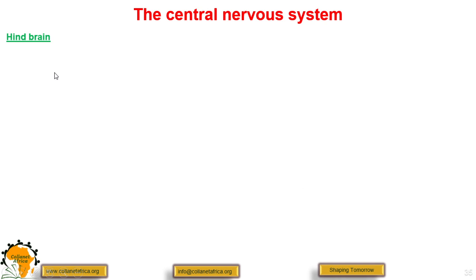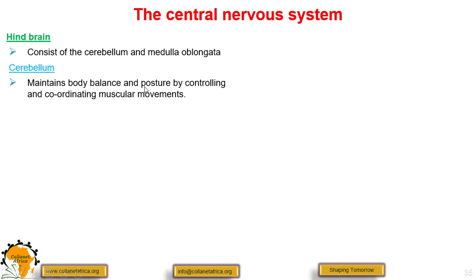We have the hindbrain, and it consists of the cerebellum and the medulla oblongata. So the cerebellum maintains body balance and posture by controlling and coordinating muscular movement. So when you are moving, you move in an upright posture, and that is now the cerebellum. That is the posture, the upright posture. You remember the current human being is having an upright posture compared to that other posture from our ancestors.